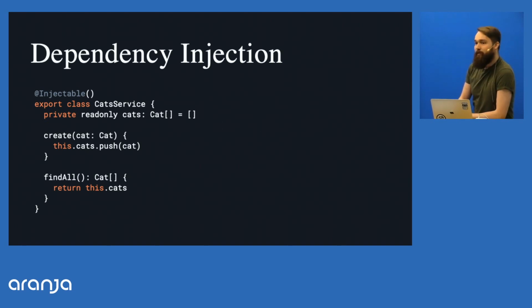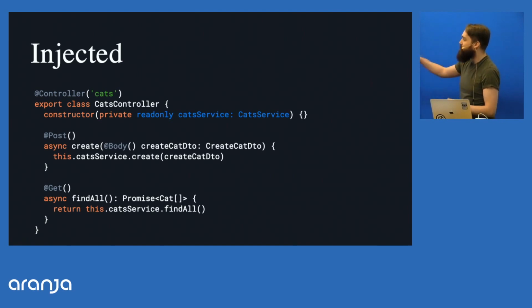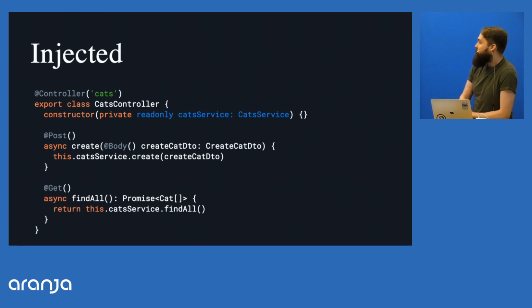Secondly, how would it look when we're using this? We go over to our cats controller, and you can see that we've annotated that with this Controller thing. And in the constructor, we have this cat service there. We're not instantiating it, we're just saying, Nest, please take care of this for me.